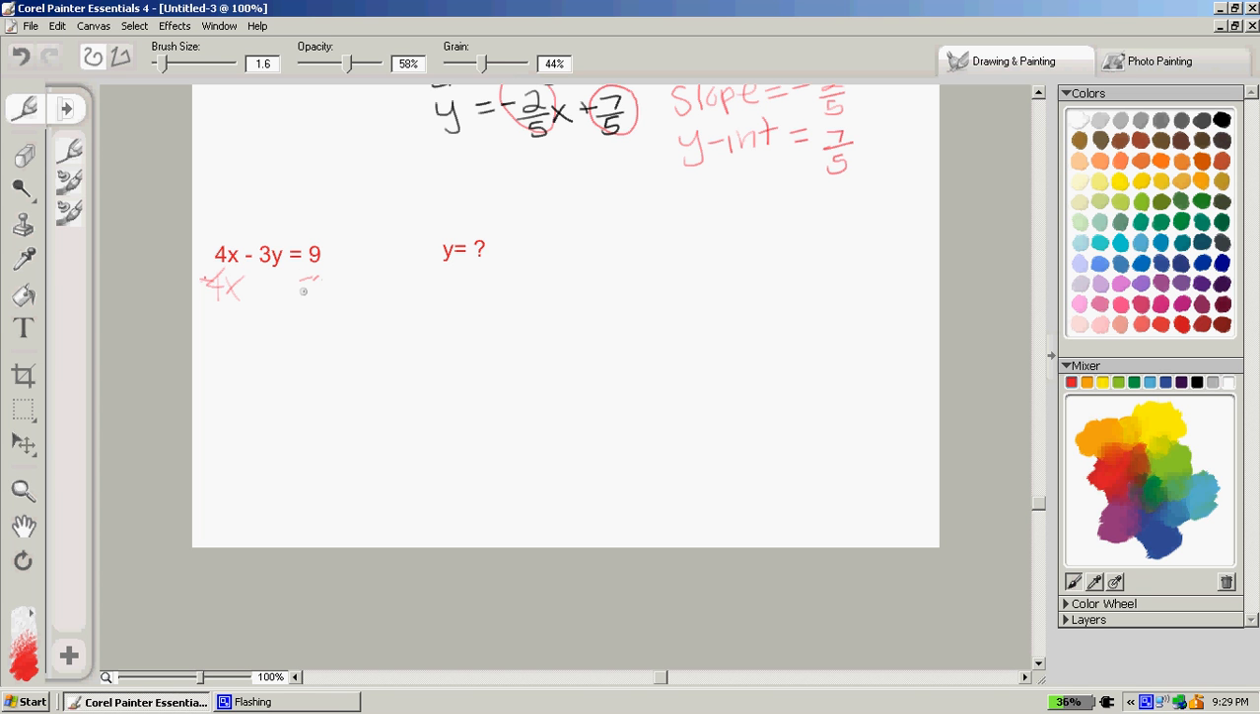And since I'm subtracting 4x, I need to do it to this side also. This cancels out, right? So we're left with negative 3y equals negative 4x plus 9. And then divide by 3 on both sides. I can divide this whole thing by 3, but it's the same thing as dividing each individual term by 3.